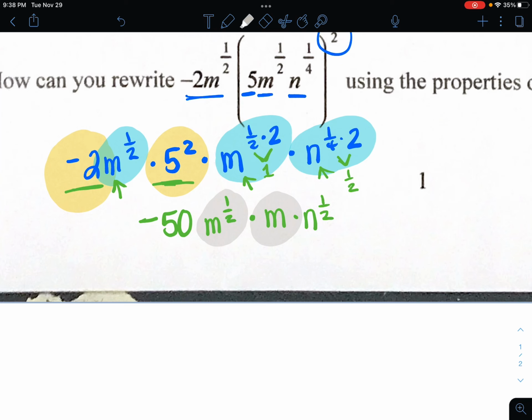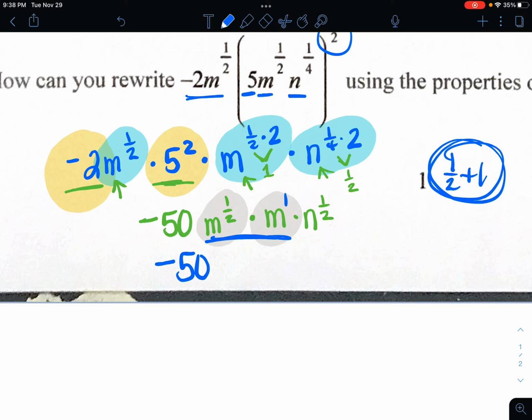All right, so the -50 is going to stay. It's still going to be -50. I'm going to add, and I know again there's an understood 1 right here, so I'm doing 1/2 plus 1 right there to combine these two. And just like yesterday, 1/2 plus 1 is 1.5, but I really need it to be 3/2, so I can change it to a radical in a second. So that's going to be m to the 3/2. And this n's not going to change any, n to the 1/2.